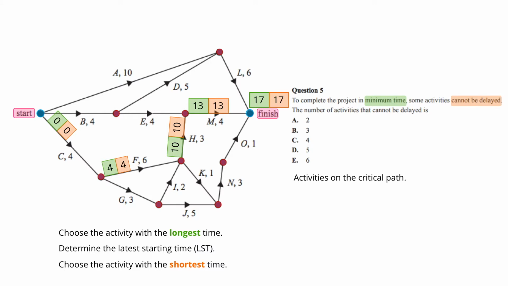We can now see the critical path, which contains activities C, F, H, and M. So the answer to this question is option C, 4.